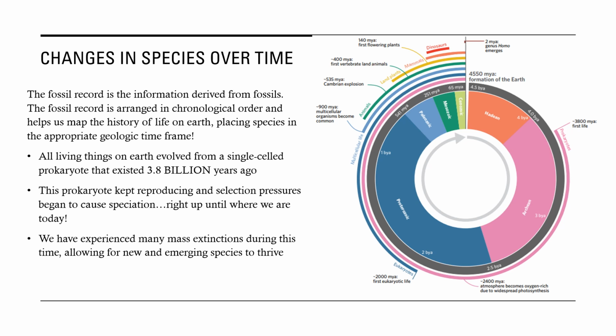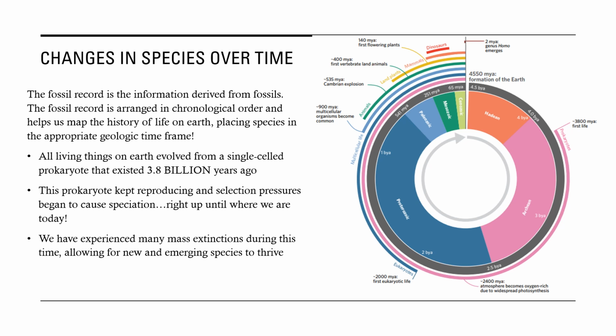The fossil record is pretty much all the information that we have derived from fossils throughout our entire existence. It's arranged in chronological order and it basically maps the history of all species on Earth. Obviously we don't know everything yet, but we have found a lot out already. For instance, all living things evolved from a single-celled prokaryote that existed 3.8 billion years ago.